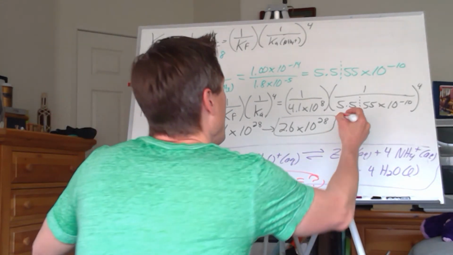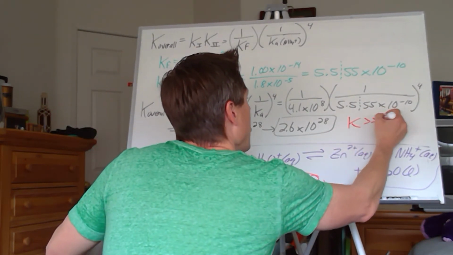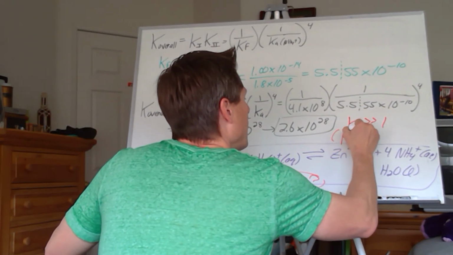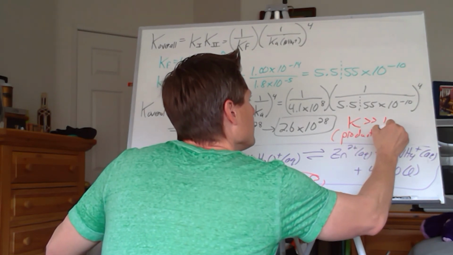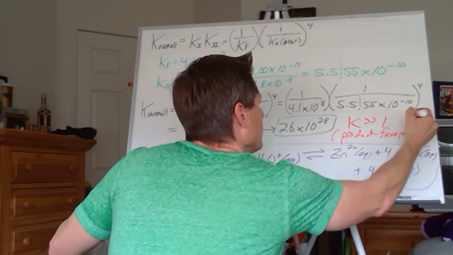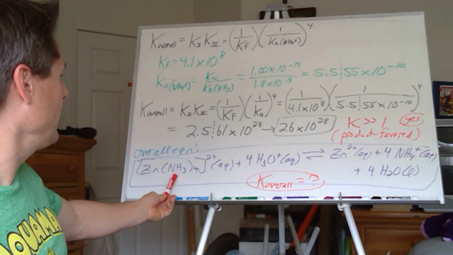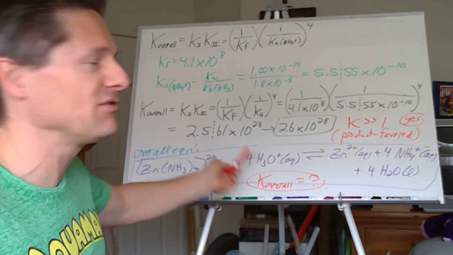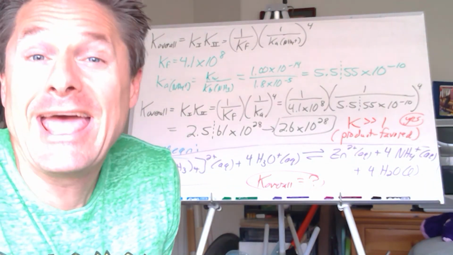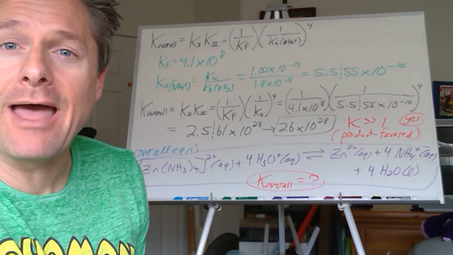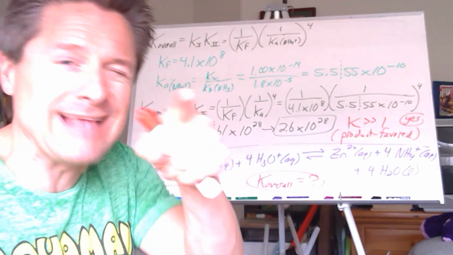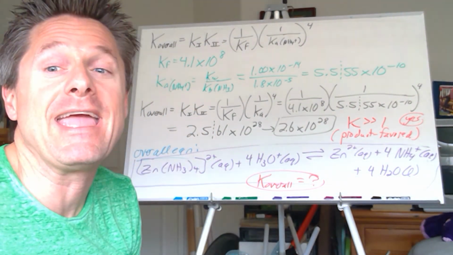That's way bigger than 1, guys. K's way bigger than 1. That is product favored. So to answer this question, can the tetraamine zinc 2 ion be destroyed by the nitric acid? Heck yeah! Let's do a whole nother video, but let's throw solids into the buffet.